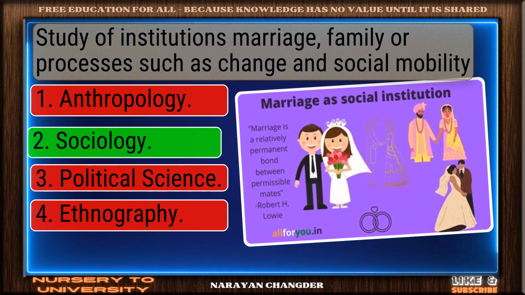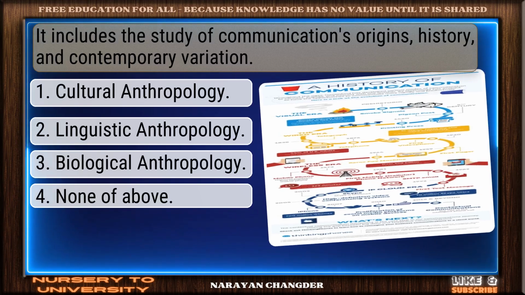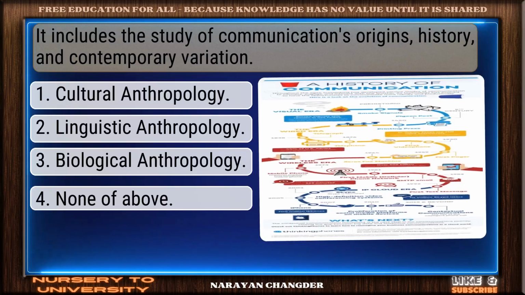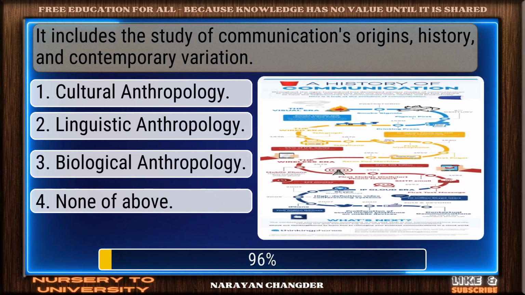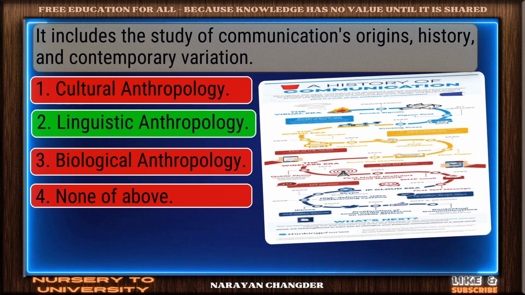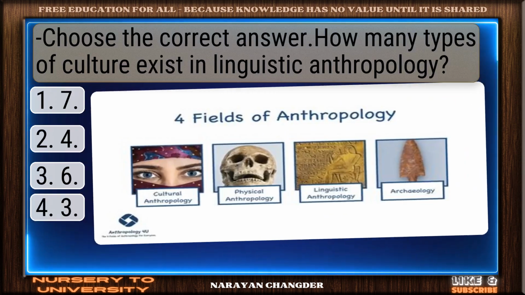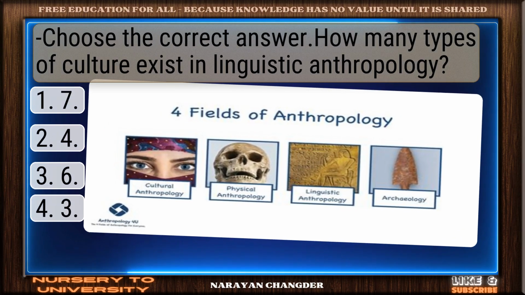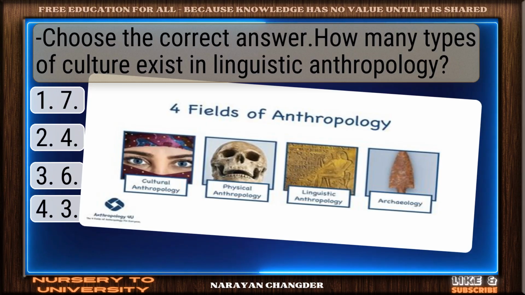Well picked. Sociology is the correct answer. It includes the study of communications, origins, history, and contemporary variation. Right choice. Linguistic anthropology is the best answer. Choose the correct answer. How many types of culture exist in linguistic anthropology?